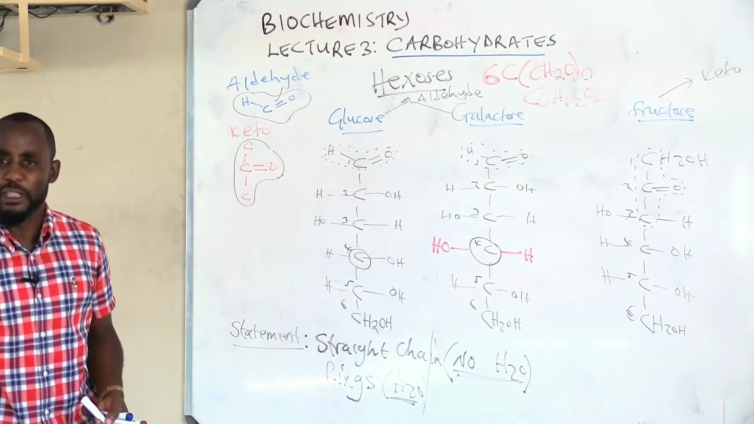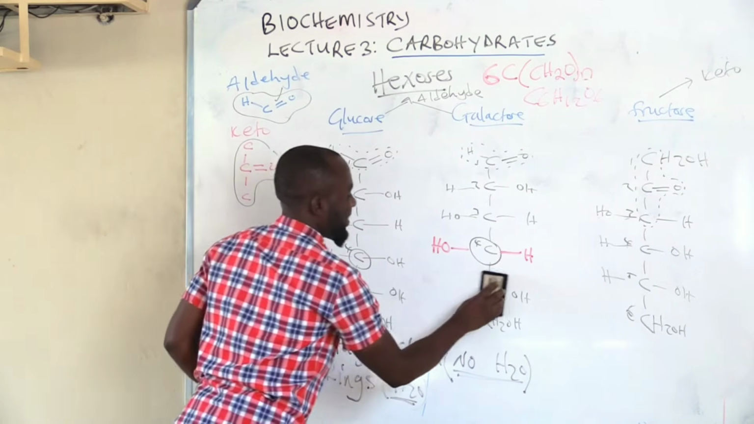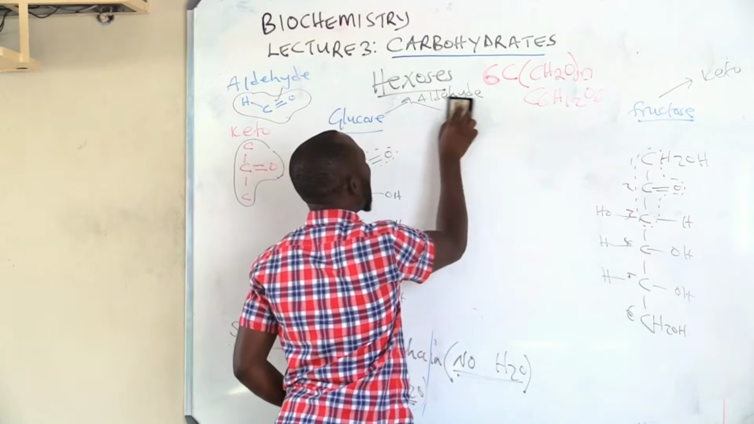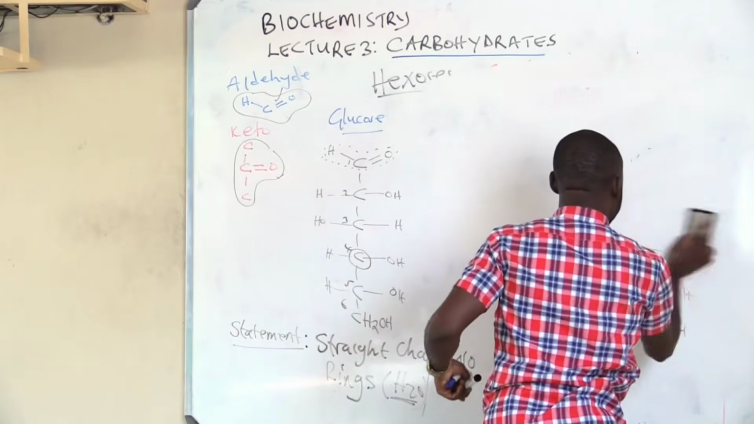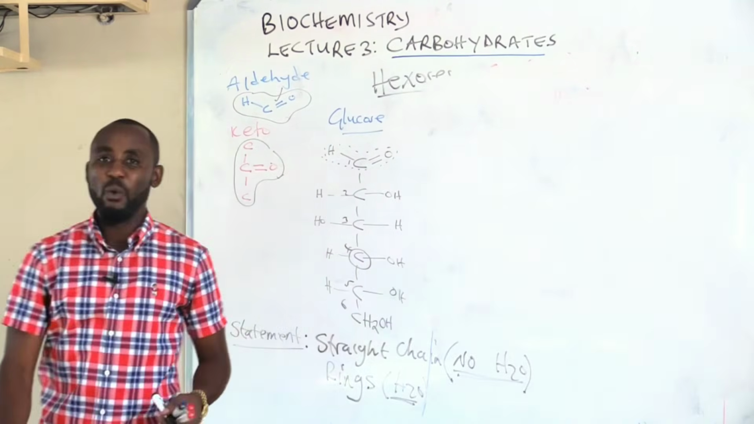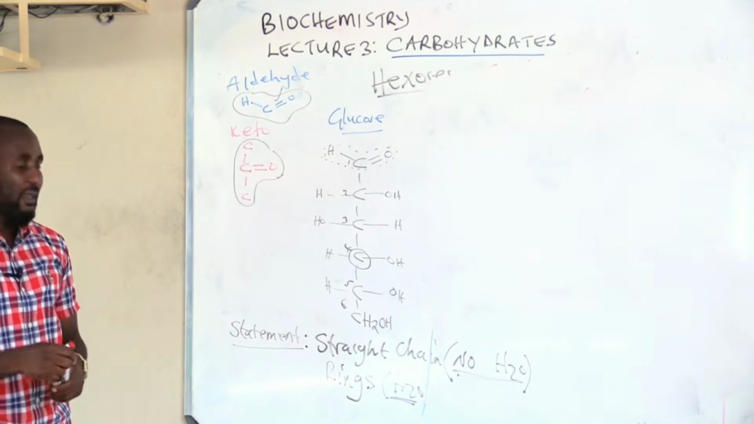How do they fold? For me to demonstrate how they fold to form ring structures, I'm going to use glucose as an example. So glucose will be the example that I'll use in order to demonstrate to you what happens when these hexoses are exposed to water.